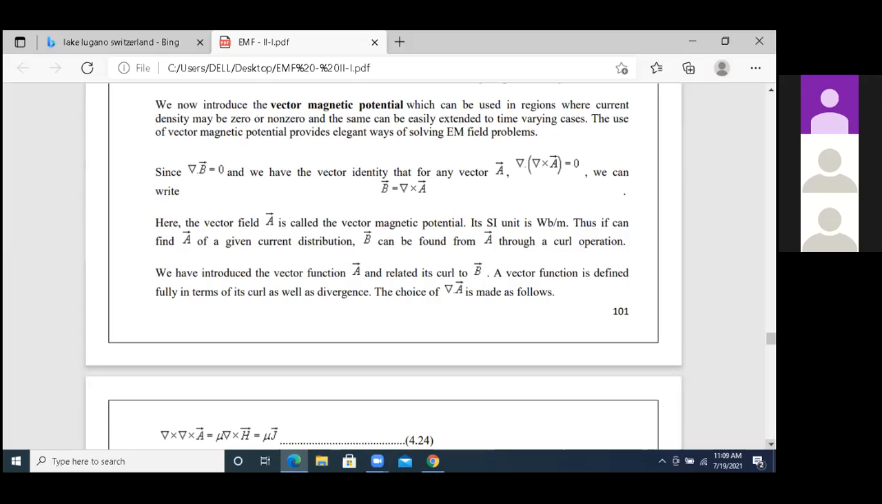So now we introduce the magnetic vector potential, which can be used in regions where the current is zero or non-zero. Thus, the use of vector magnetic potential provides elegant ways of solving electromagnetic field problems.